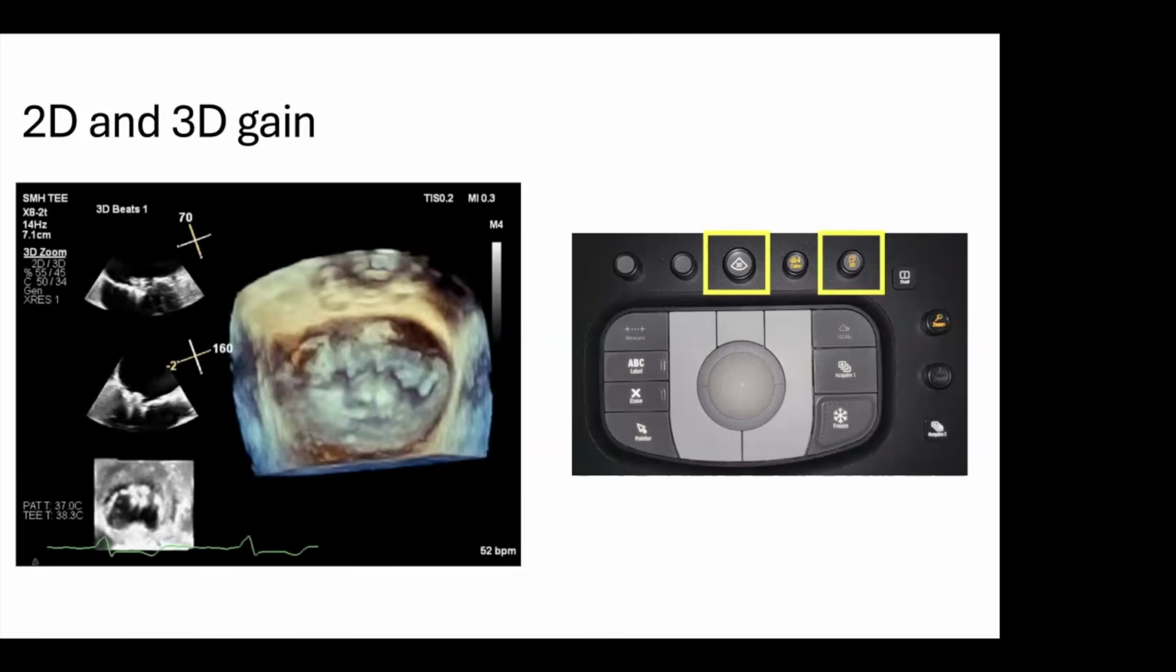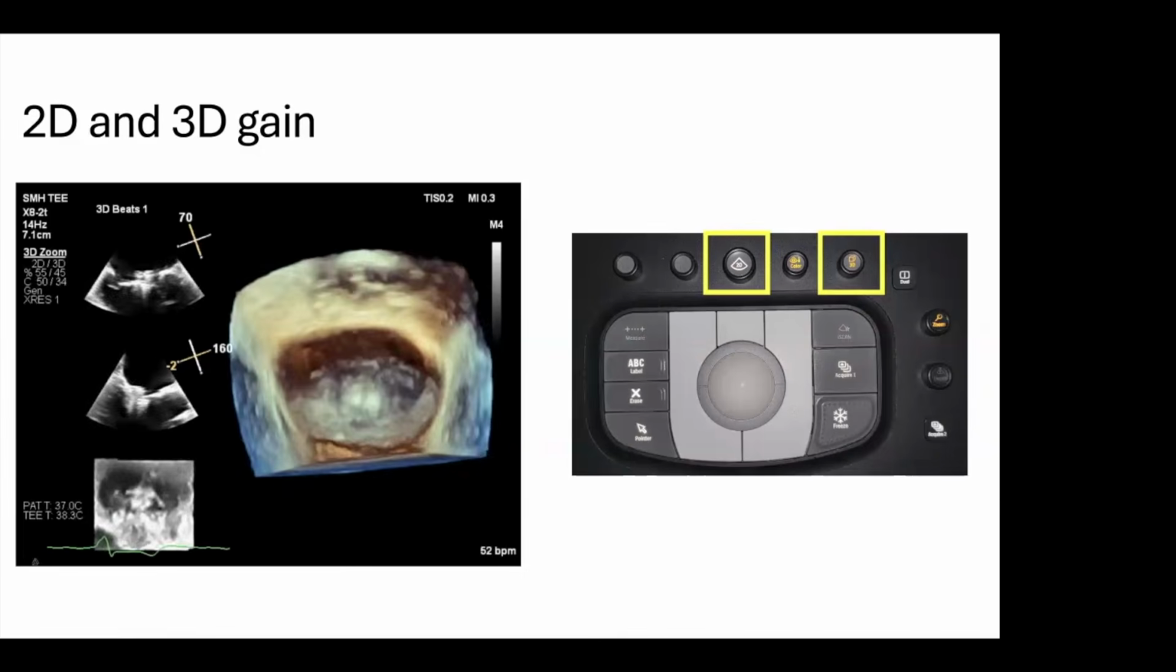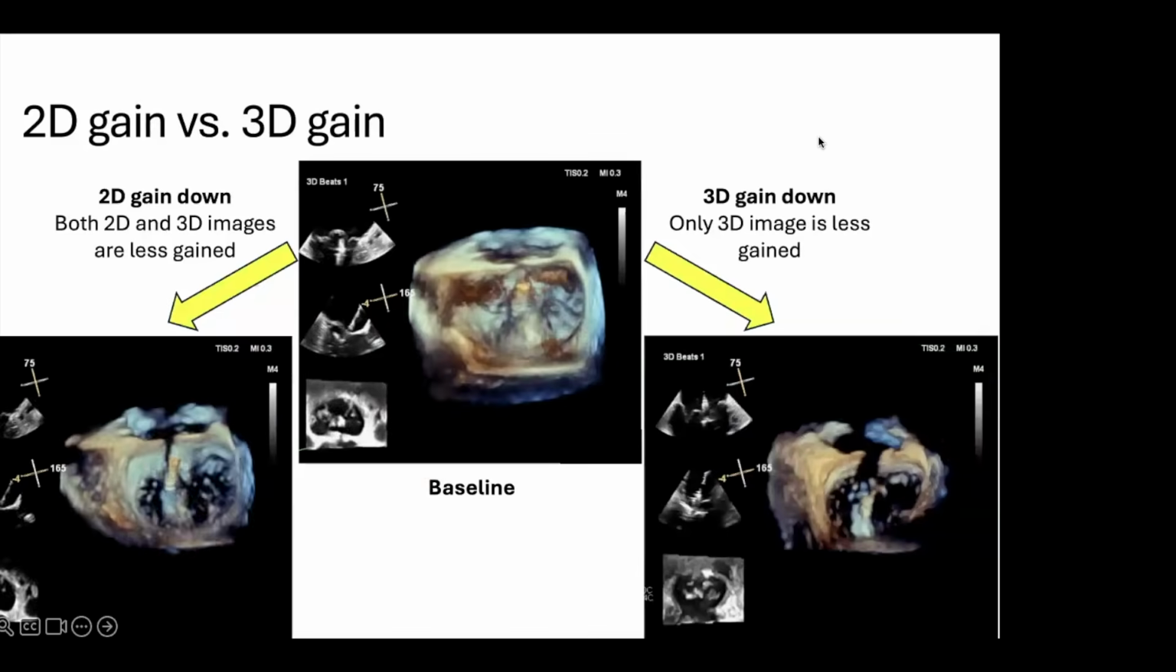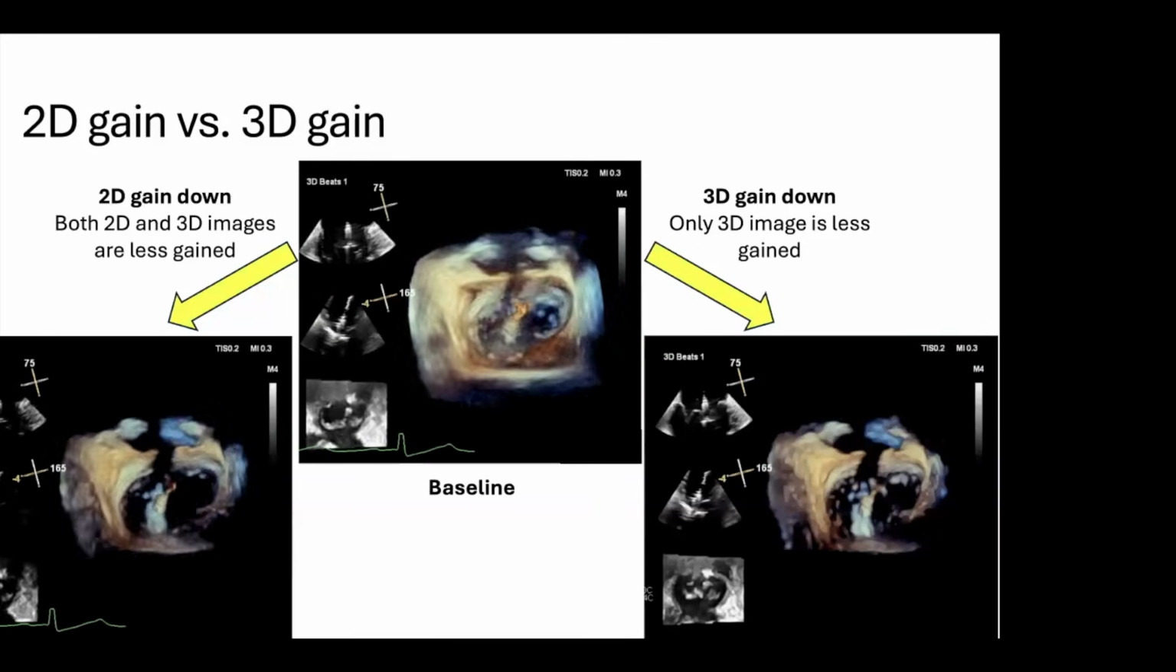We turn down the gain, and that smoke in the left atrium is brought down, and we're able to see our valve in better detail. And so you can turn down the gain in two ways, either with 2D gain or with 3D gain.